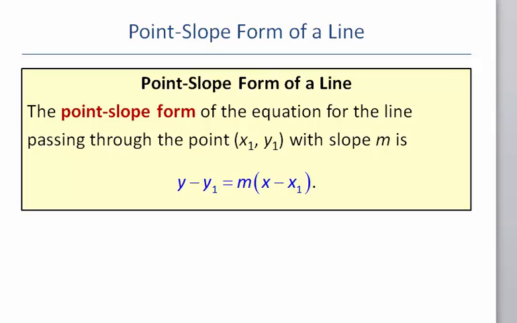Continuing with section 2.3, we will now discuss the point-slope form of a line. The point-slope form of the equation for the line passing through the point x1, y1 with slope m is given by the formula y minus y1 equals m times the quantity, in parentheses, x minus x1.